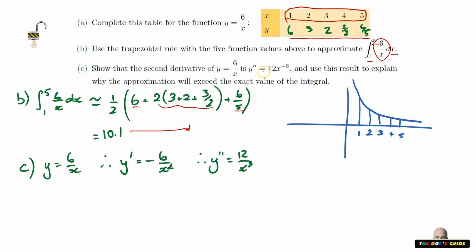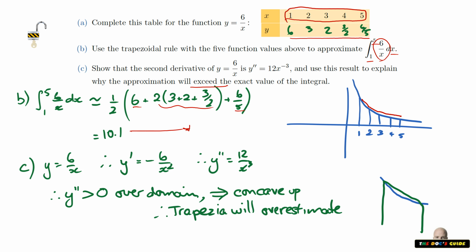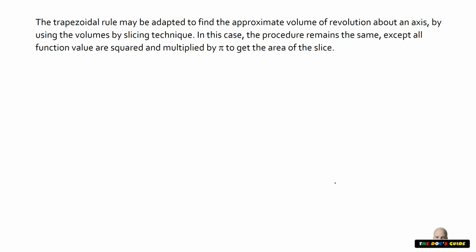Now, the second part asked why the approximation will exceed the value, in other words, why it's an overestimate. And when we take the second differential, we see the curve is concave up, which means that our straight line segments will always be above the curve. So on any trapezium, the area of that trapezium will overestimate the area under the curve at that point.